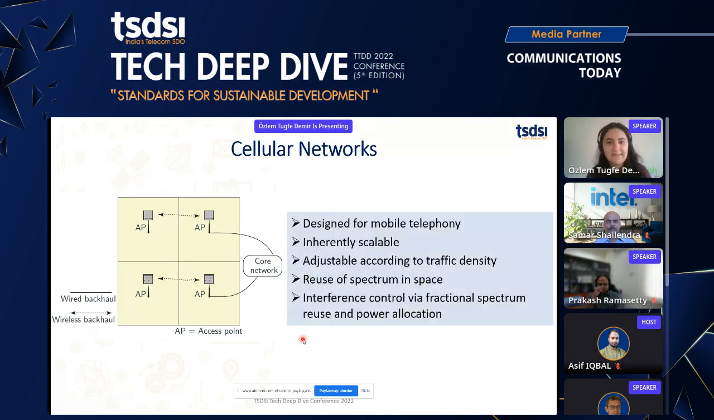This architecture was designed for mobile telephony. And initially, from the design perspective, it is inherently scalable. So when a new cell is added to the system, a new access point, a new base station, the performance of the other cells, if the interference control is handled properly, is not affected, and the processing complexity of the other cells is not increasing. So it is inherently scalable, and we can also make it denser according to the traffic density, and there are several very well performing interference control mechanisms.